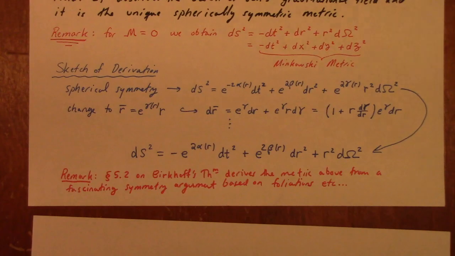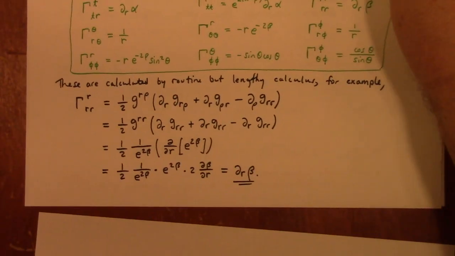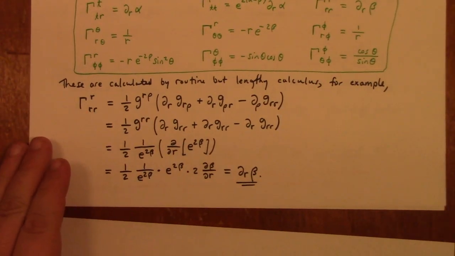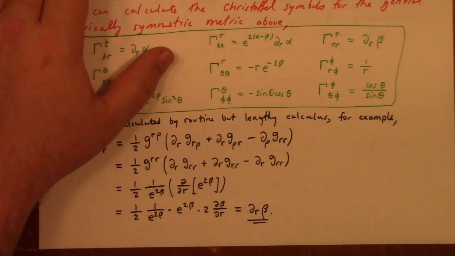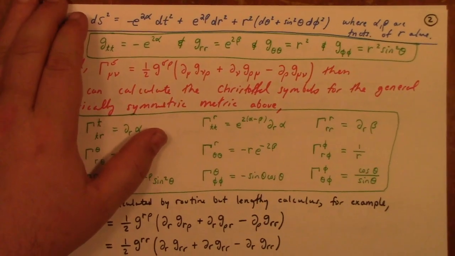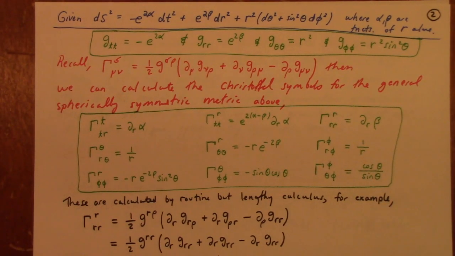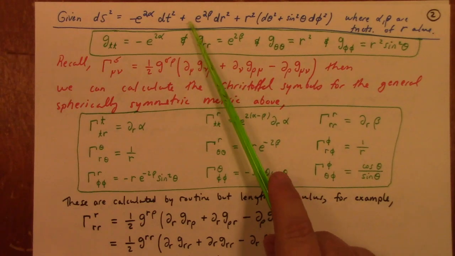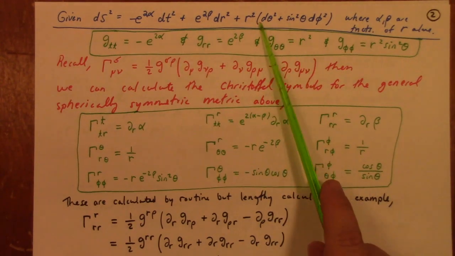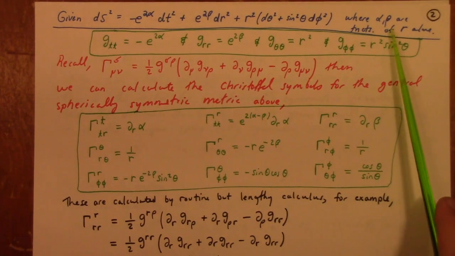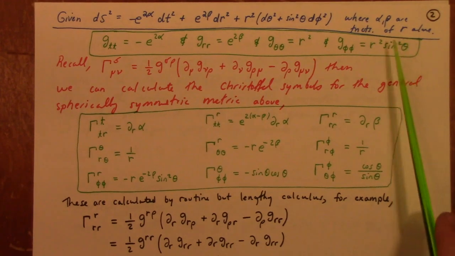So we've got this alpha and beta function. All right, alpha and beta function. Let's see here. Where was I? Here we go. So ds squared is minus e to the 2 alpha dt squared plus e to the 2 beta dr squared plus the spherical part over here, right? And here alpha and beta are functions of r alone.